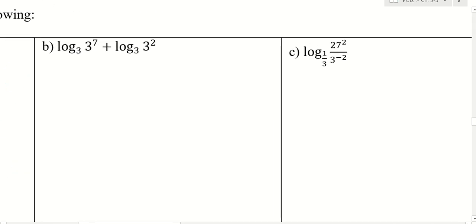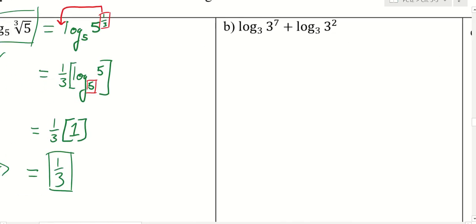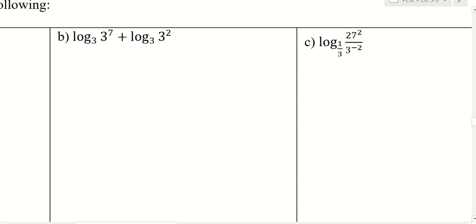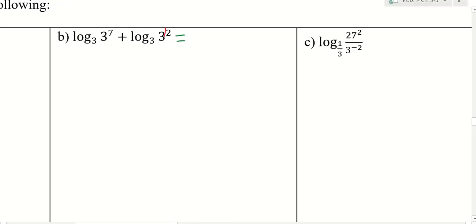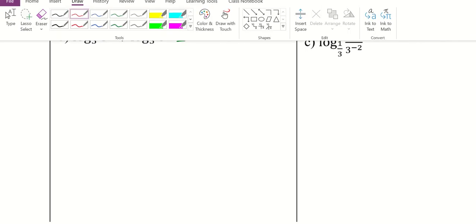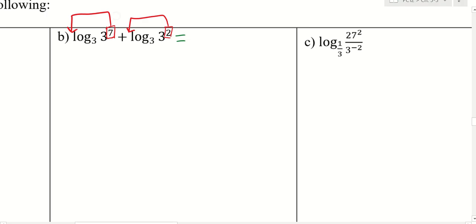All right, let's take a look at this next example here. So we have log base 3 of 3 to the power 7 plus log base 3 of 3 to the power 2. So let's just immediately apply the power rule in both of these cases here. We have this input raised to the power 2, let's apply the power rule. We have this input raised to the power 7, let's apply the power rule, and move those to be coefficients in front of our logarithms.